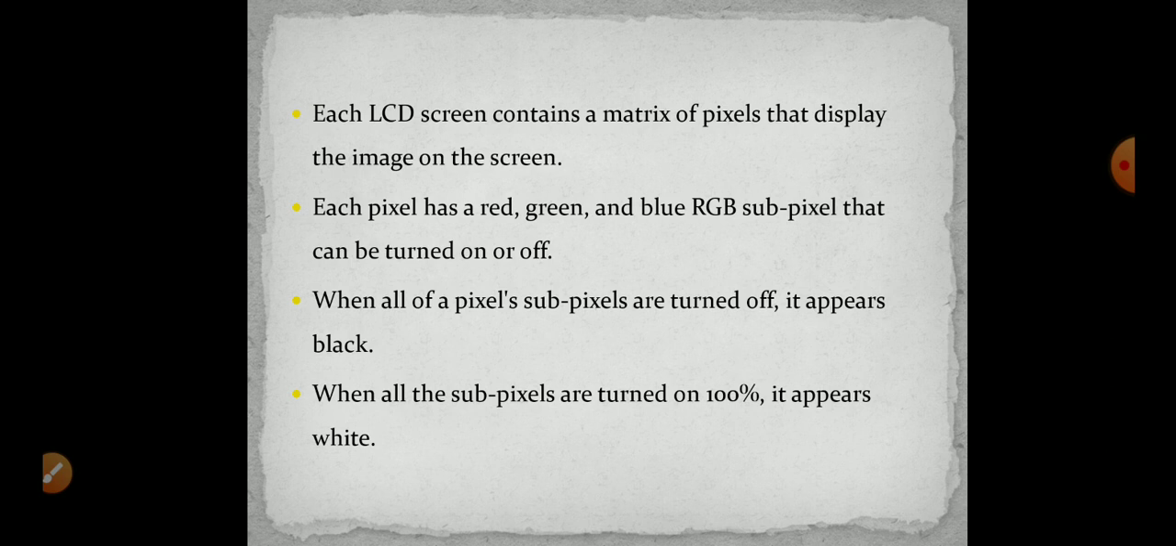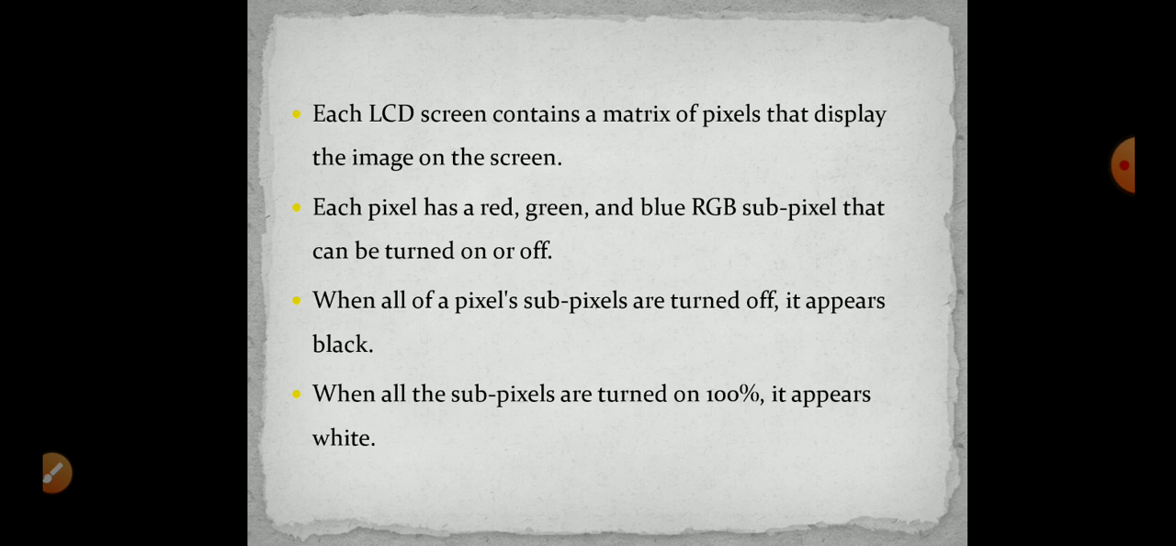Each LCD screen contains a matrix of pixels that display the images on the screen. Here, a matrix of pixels is available in an LCD screen. Based on the voltages, or the amount of energy that reaches the LCD screen, the images are displayed. Each pixel has a red, green and blue part. We simply call these red, green and blue RGB subpixels, which can be turned on or off.